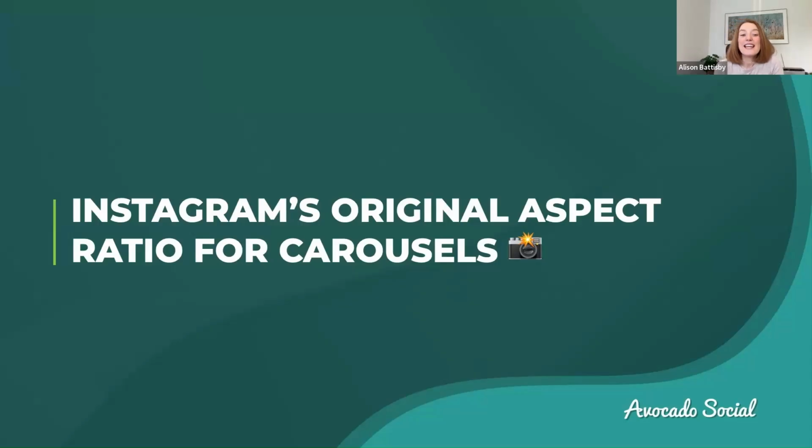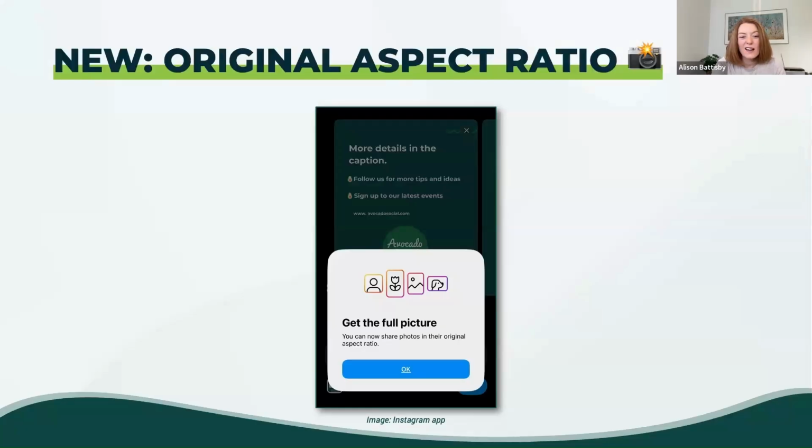So the first update this month is Instagram's original aspect ratio for carousels. Now, you might be thinking carousels work really well on Instagram, but one of the limitations with them is that you do have to choose the same aspect ratio for all of those images in the Instagram carousel, which can lead to some annoying updates and annoying decisions that you have to make around cropping.